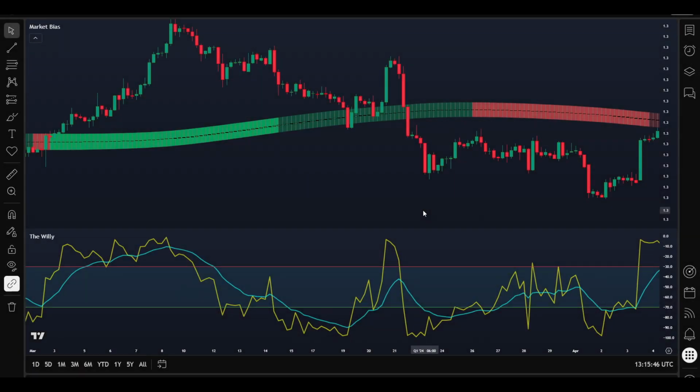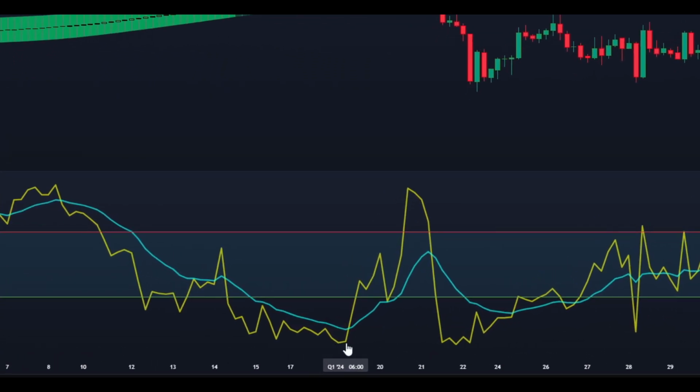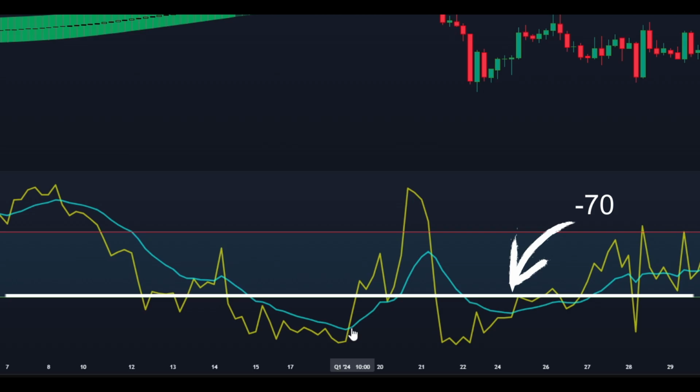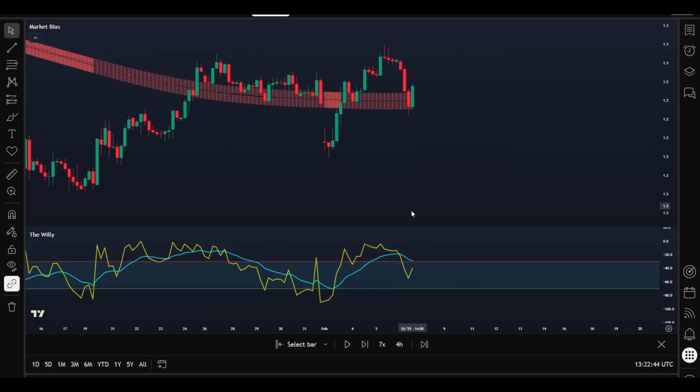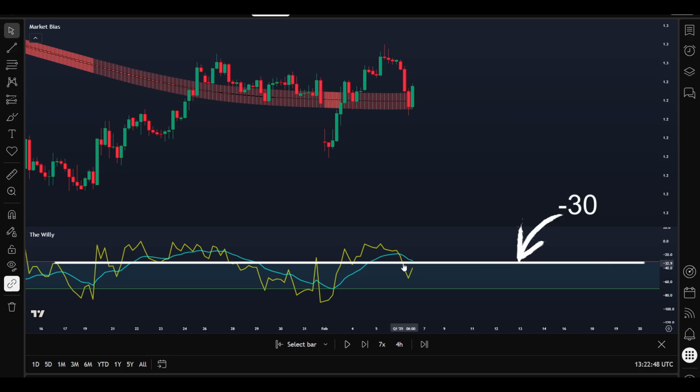Reading rule. A buy condition requires the yellow %R to cross above the blue EMA, while the cross occurs below -70. A sell condition requires the yellow to cross below the blue, while the cross occurs above -30.